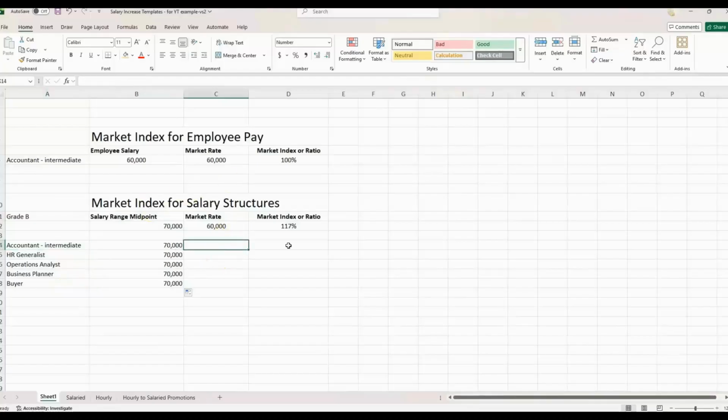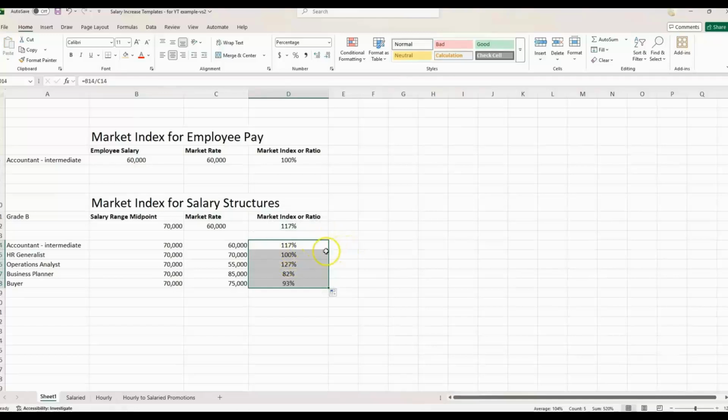So let me just enter some random numbers for the example. Say the market values then range from 55 to 85. Then when you calculate the market index, that's obviously going to help you group which jobs are standing out as not fitting very well.